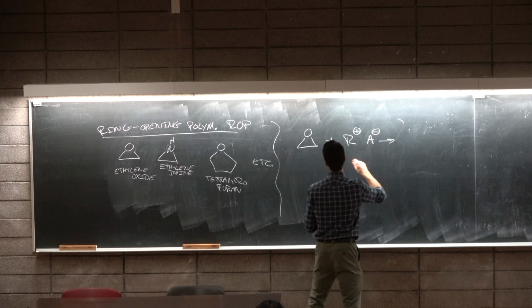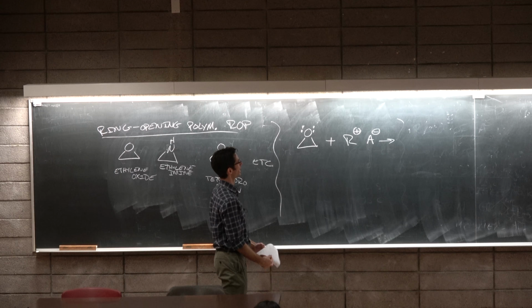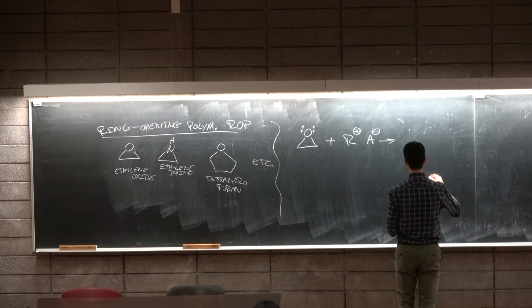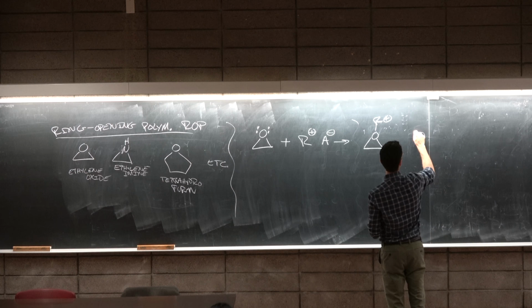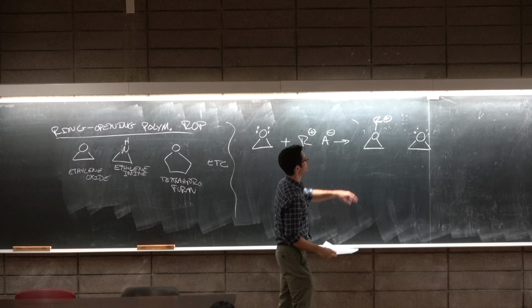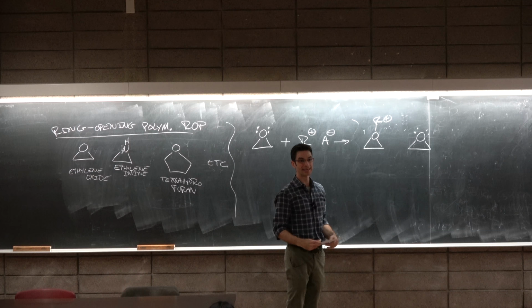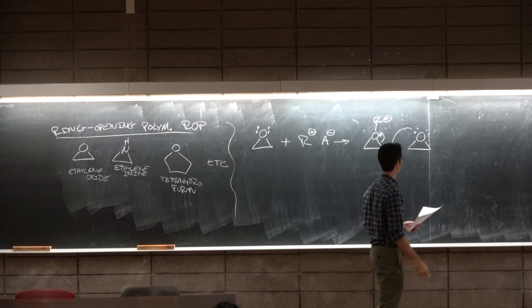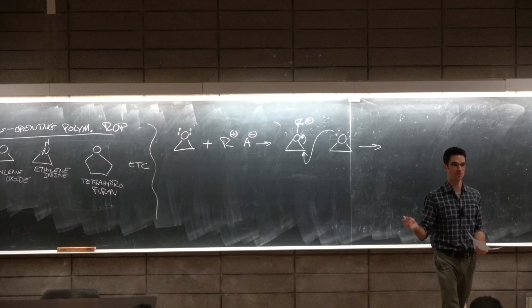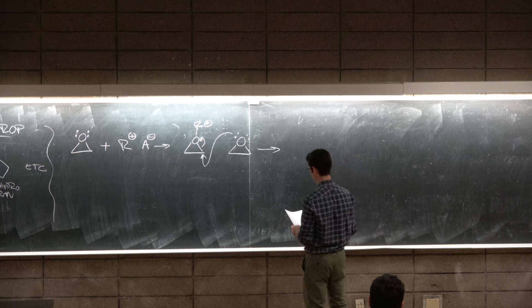Because we have these juicy lone pairs of electrons on the oxygen atom, these will attack the R plus to give us this structure, and another monomer comes in, and this positive charge is actually delocalized across this entire structure. The most reactive atom is actually this one, and the ring opens thusly. You will never be asked in the class to push electrons using arrows, but I'm just telling you where they end up.